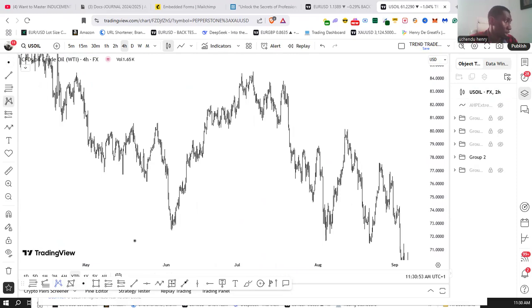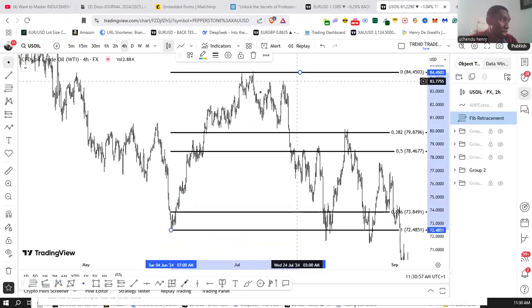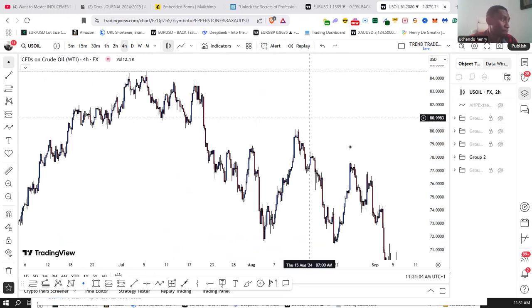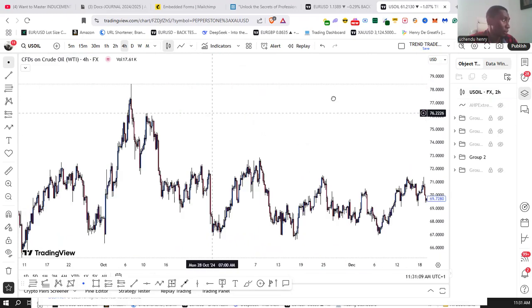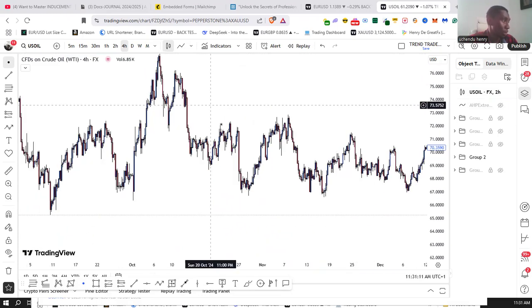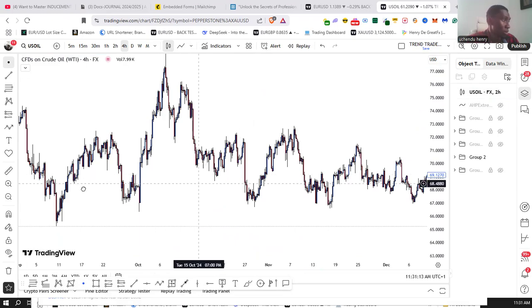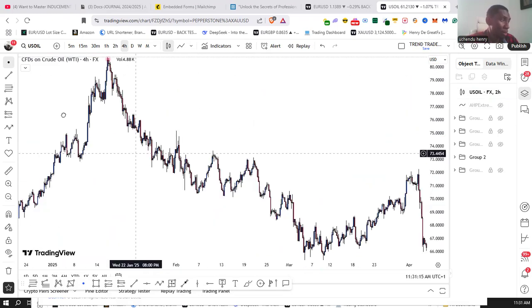Let me just mark it out. But then it was supposed to be a bad pattern, but it did not, it's not valid. 0.382 was not tested. So this one was not valid. This one was not valid. Not valid. Okay. So that is just how to do that.